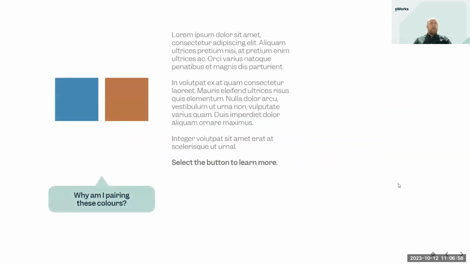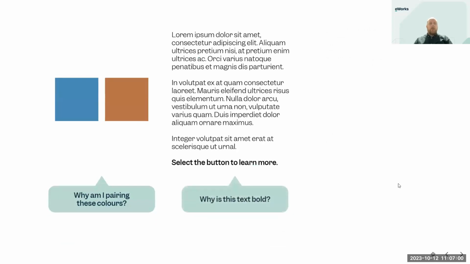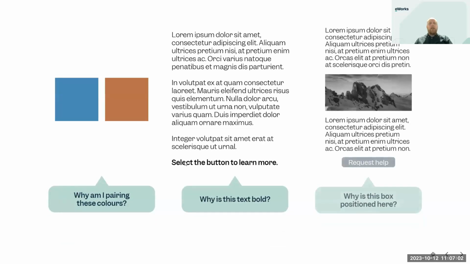So you can see two colors, like why have I paired these colors together, and a block of text, and why have I made a certain piece of text bold. And then another layout, and why have all the boxes been positioned. So I think that part of being a good designer is having reasons why you've made these types of decisions.